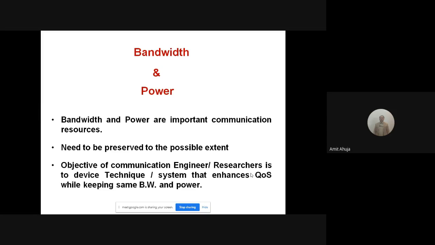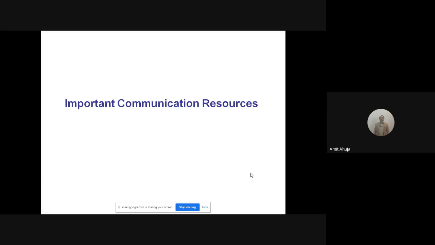Now there's something which is also called the important communication resources. In our life, we have important natural resources. For example, the sun is a very important natural resource. Coal is an important natural resource. We must preserve these resources to the extent that is possible.